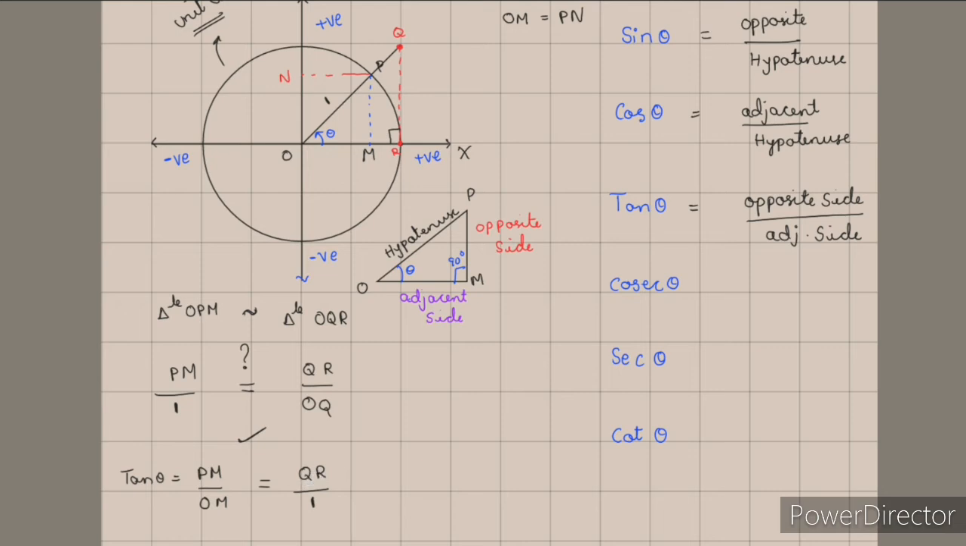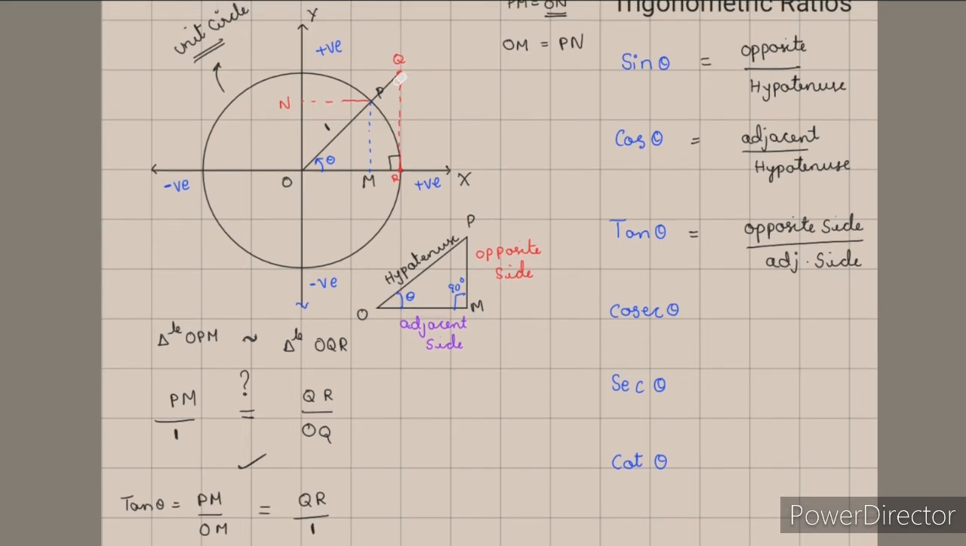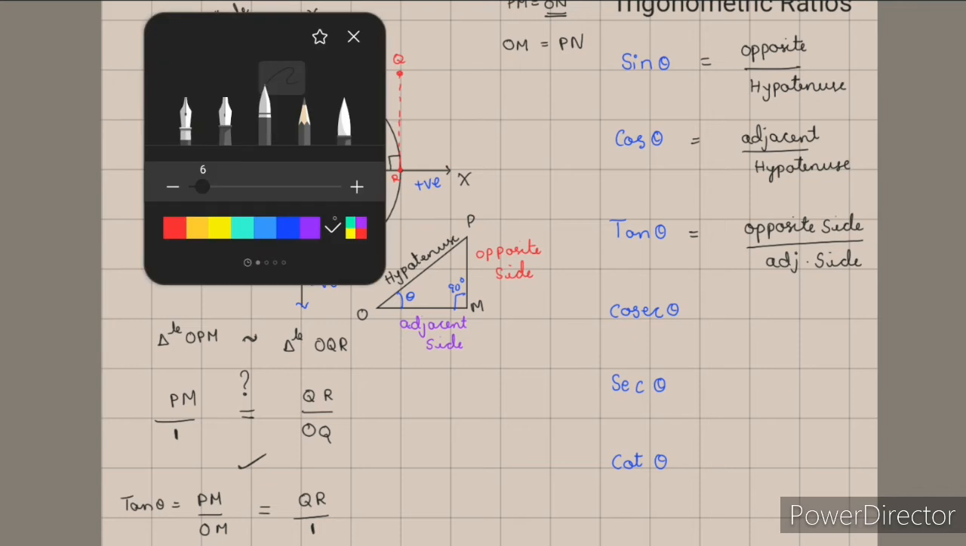Now let's see how the length of QR varies with different theta. If you observe tan theta in the first quadrant, which is the ratio of opposite side by adjacent side, PM by OM, both are positive in the first quadrant, so tan theta will be positive. Now if you observe the third quadrant, let's take it to the third quadrant. Now this will be theta.